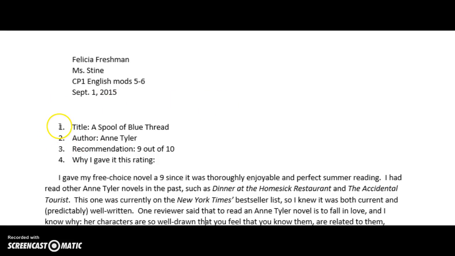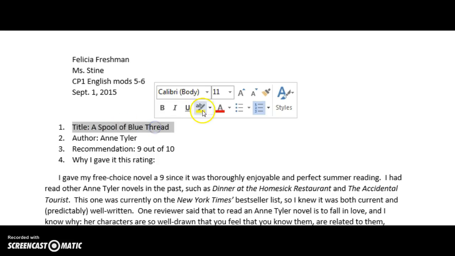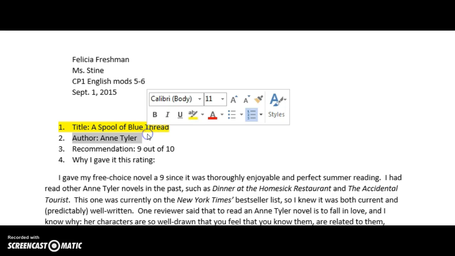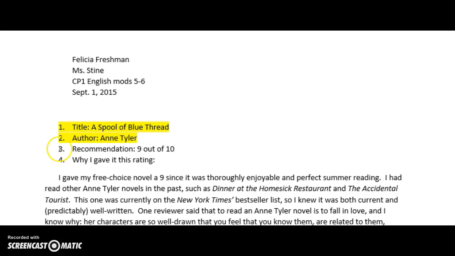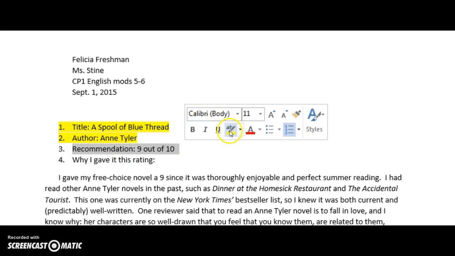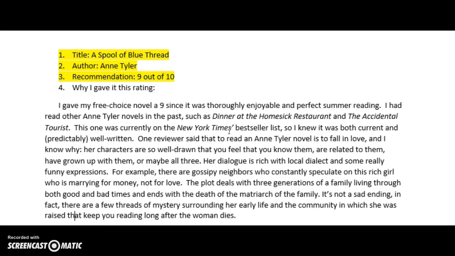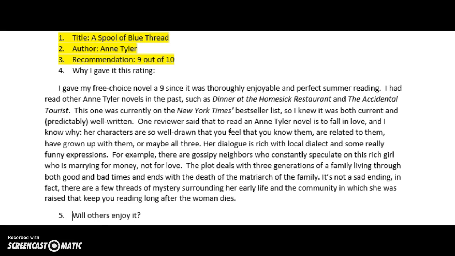Well, number one, you have to answer the questions that you see highlighted. The first question is you have to write out the title. Free choice, mine was called A Spool of Blue Thread. The second thing you need to do is write down the author. The author for my book is Anne Tyler. Lastly, for this part, you needed to put a recommendation on a scale from 1 to 10. So that's pretty easy. Now, questions 4 and 5 require full paragraphs.